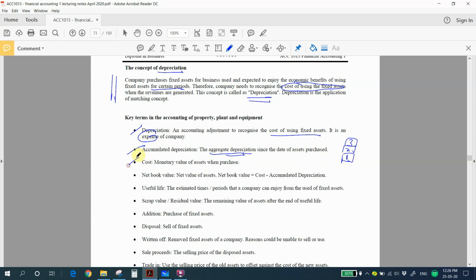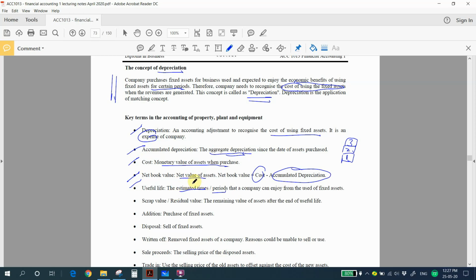Next one, cost. Monetary value of asset when purchased. It means that the money that you paid for getting the fixed asset. Next one, net book value. Net book value is the net value of the asset. So what is the formula of net book value? We use cost minus accumulated depreciation. Next one, useful life. What is useful life? The estimated time or period that a company can enjoy from the use of asset.